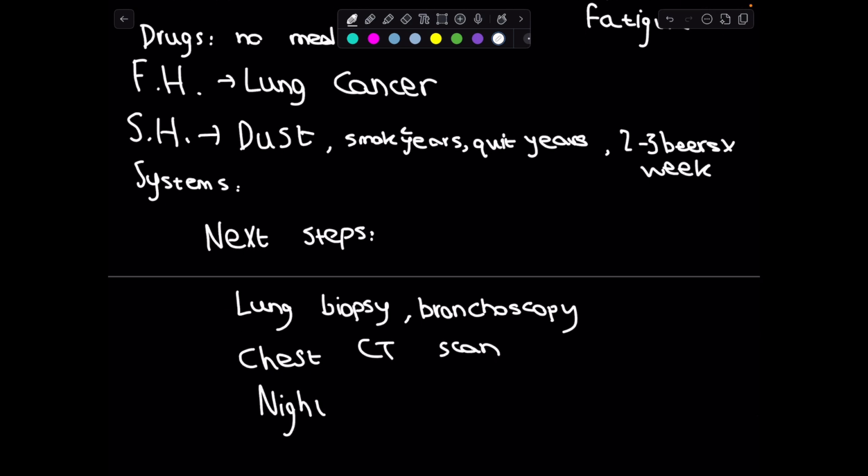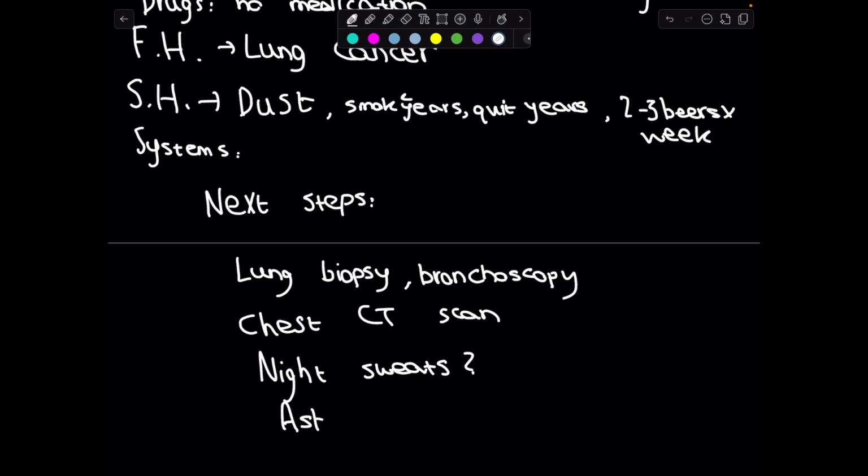Yeah, tell me about night sweats, but I don't know why night sweats would be important, and I don't know regarding asbestos. I don't know what questions to ask.